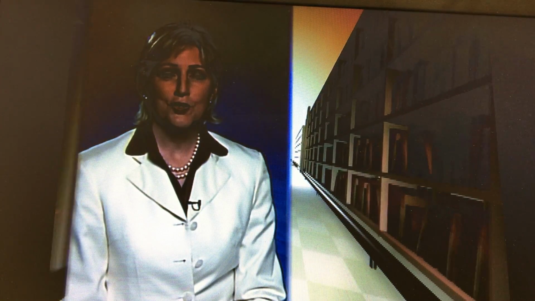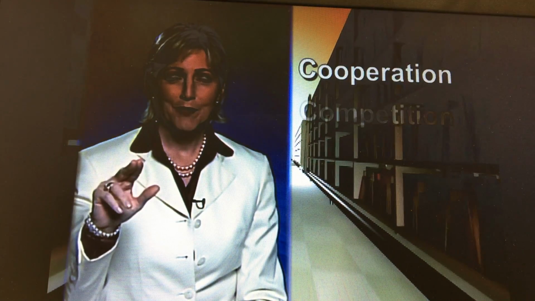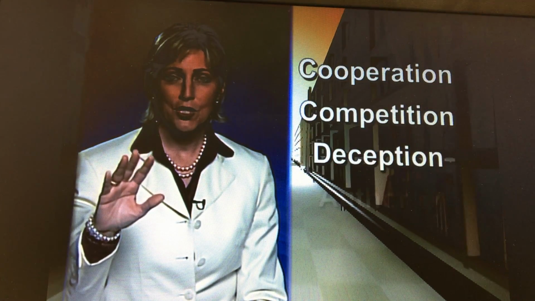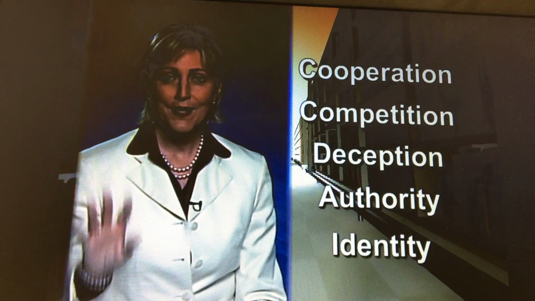But what we're really going to look at is a larger frame in family structure. How family structure impacts 5 attitudes: cooperation, competition, deception, authority, and identity. You see, family structure is where we first get our conversations and notions about governance and how you get along with people and why you compete.